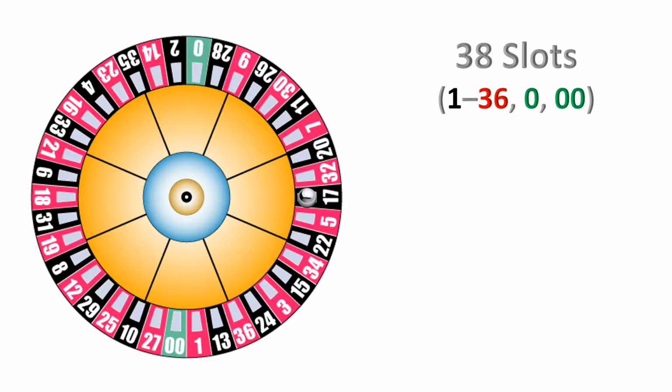You win if it falls into the slot with the number you picked. Therefore, the probability of your number winning is 1 out of 38.